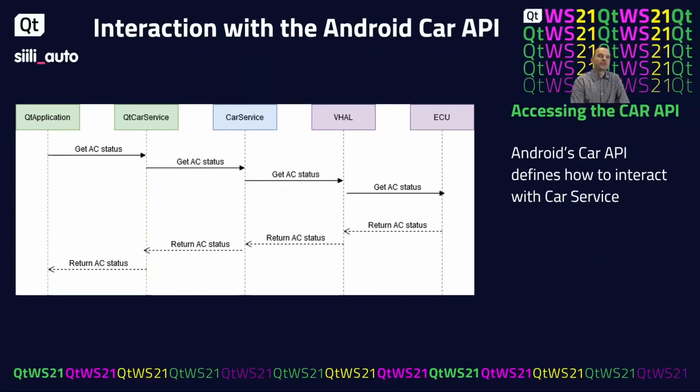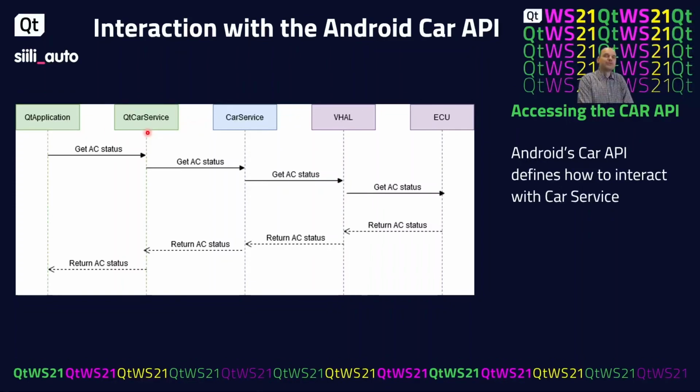How such interaction can look is depicted on the following diagram. Let's assume that our Qt application is using Qt car service, the specialized implementation which sits in the middle between Android's car service and the app.